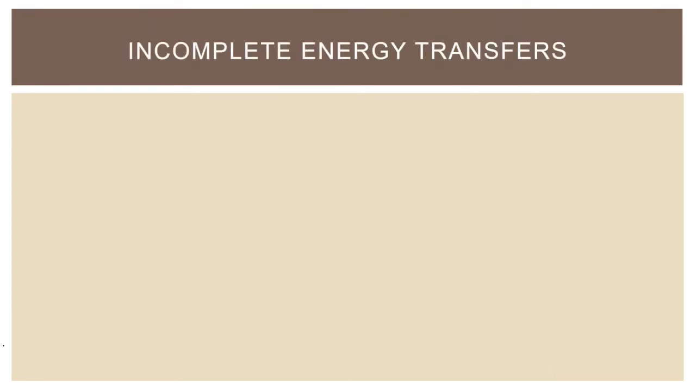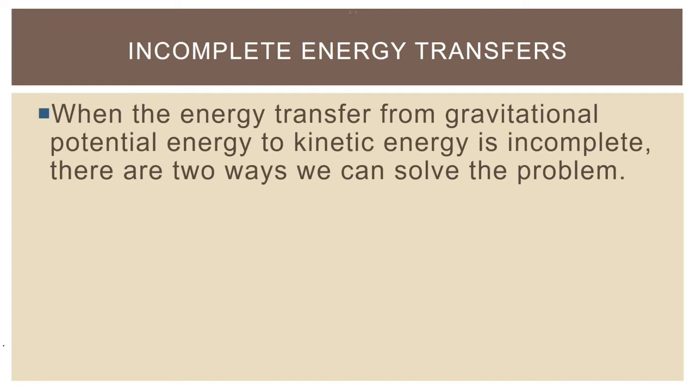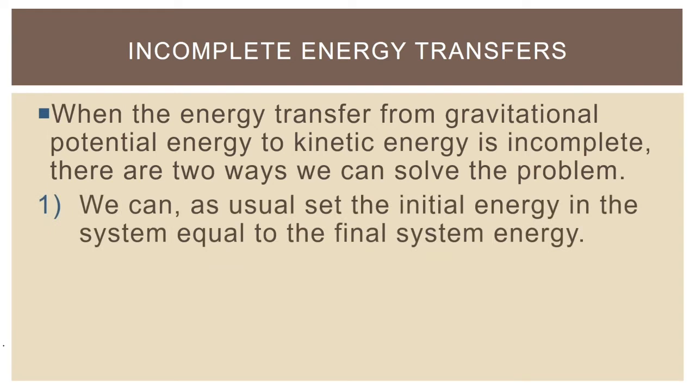My main advice here is, when the energy transfer from gravitational potential energy to kinetic energy is incomplete, there are two ways we can solve the problem. Always, we set the initial energy in the system equal to the final system energy, and that's the way we did that baseball problem. We just said, what kind of energy does it have at the beginning? What kind of energy does it have at the end? And then we set those things equal to each other.